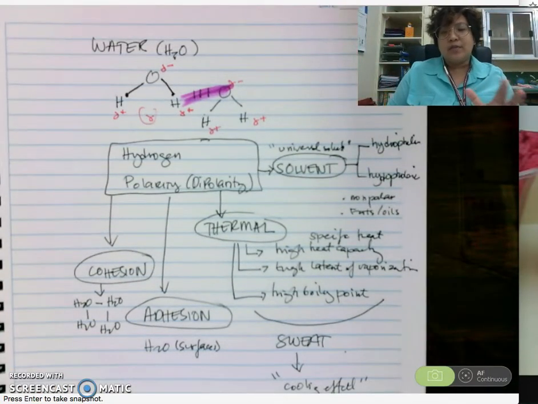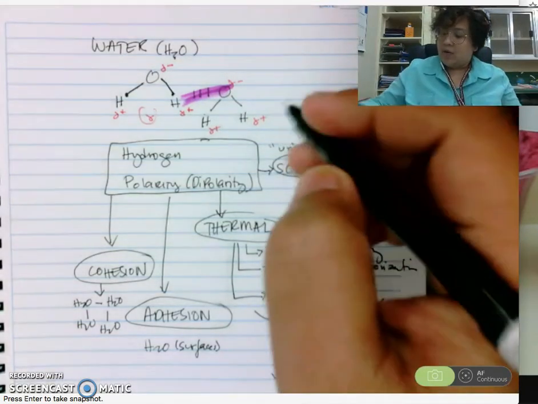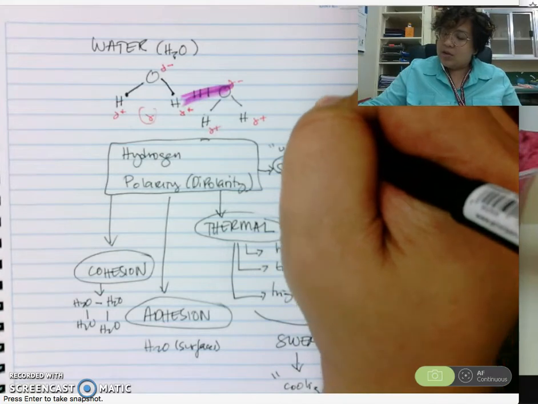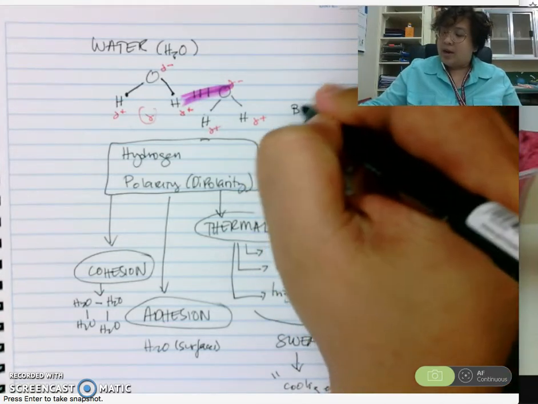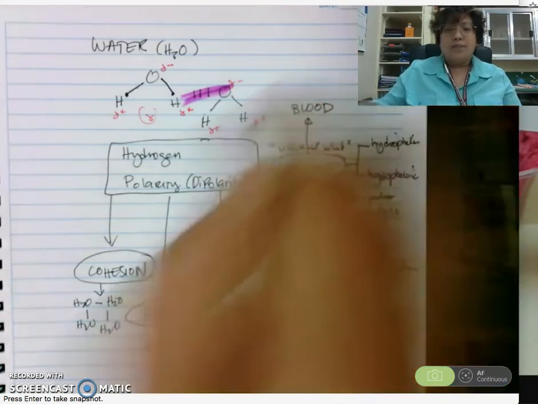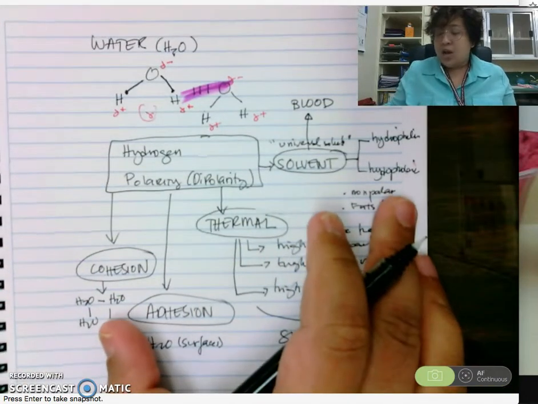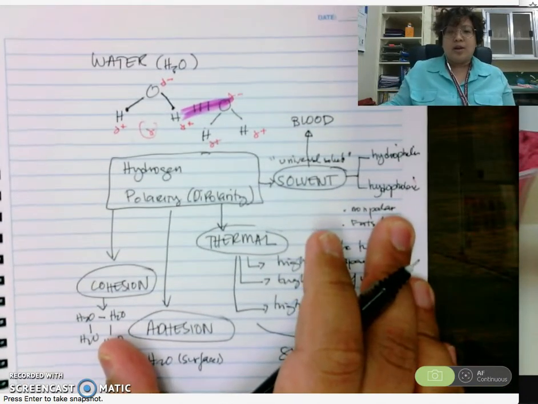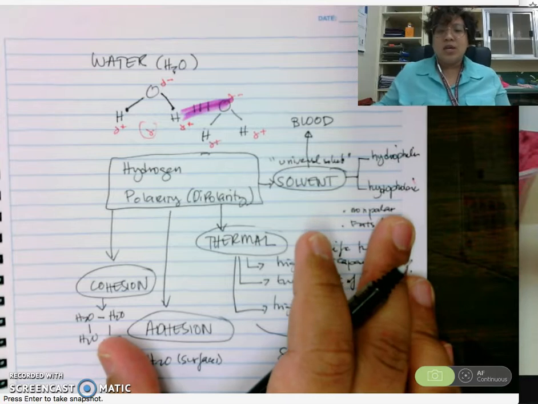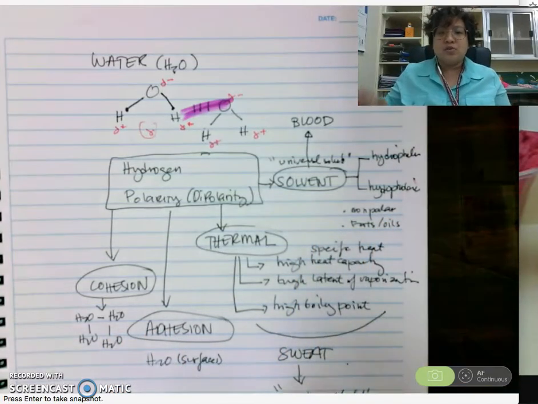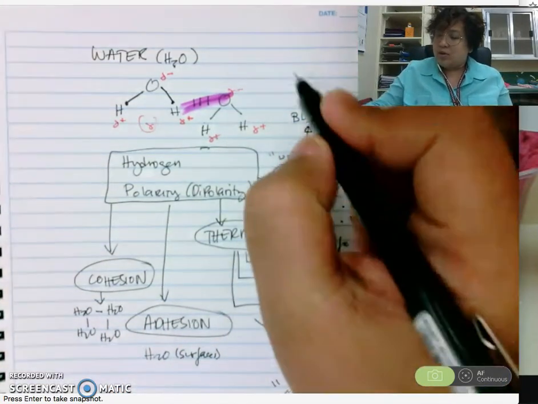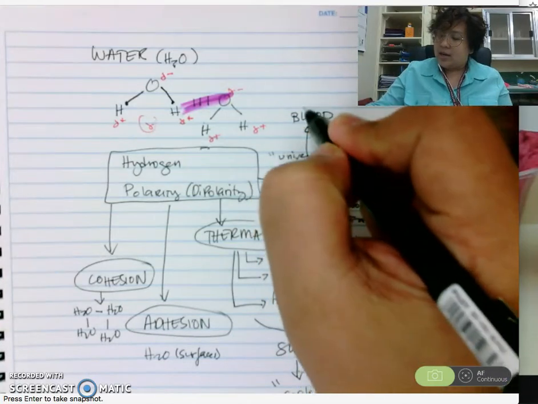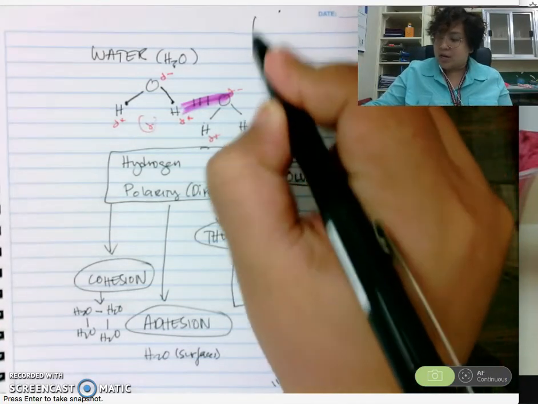Okay, so what is the relevance of water solvent property in our body? So we need to look at the blood. Our blood is mainly water. The plasma is made up of water. And how do we carry and transport different types of nutrients in our blood? So let's look at, I'll just put a box right here.